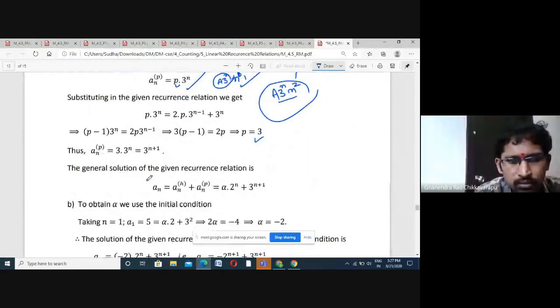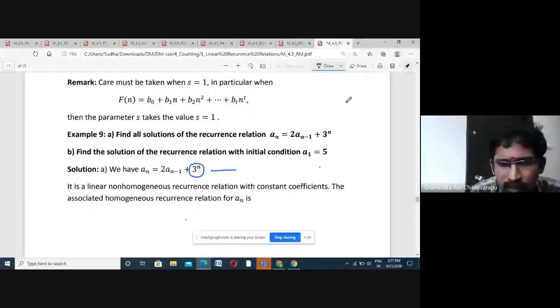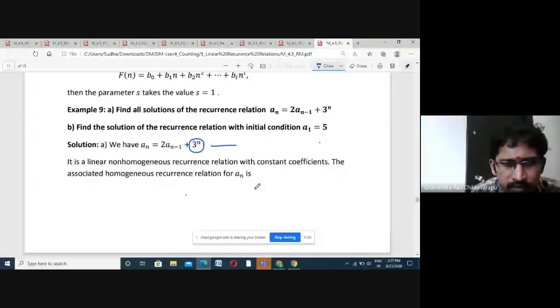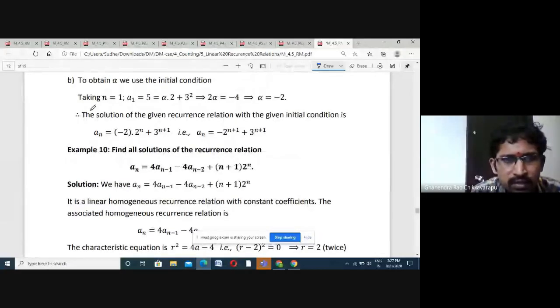Finally, the general solution is a_n equal to a_n^(h) plus a_n^(p). Now this is the general solution. Have a look at the initial values, if any. The initial value a_1 is given, so that is why we can use it.